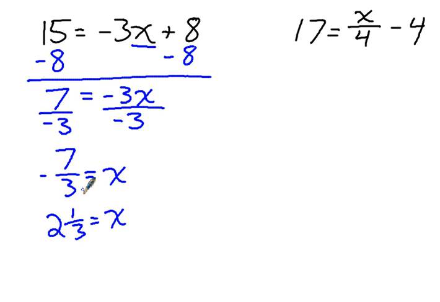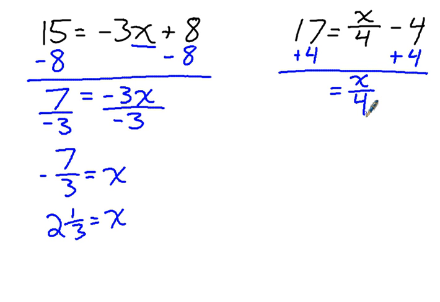Moving on to this one. Same thing as before. And suddenly we've got subtraction now instead of addition, but that doesn't make any difference. We still deal with the subtraction before we deal with the division. So we're going to add 4. Adding is the opposite of subtracting, so we want to add 4 to both sides. Minus 4 and plus 4, that's nothing. This doesn't have anything underneath it, so it just stays the same. It just stays at x over 4. And 17 plus 4 should be 21.